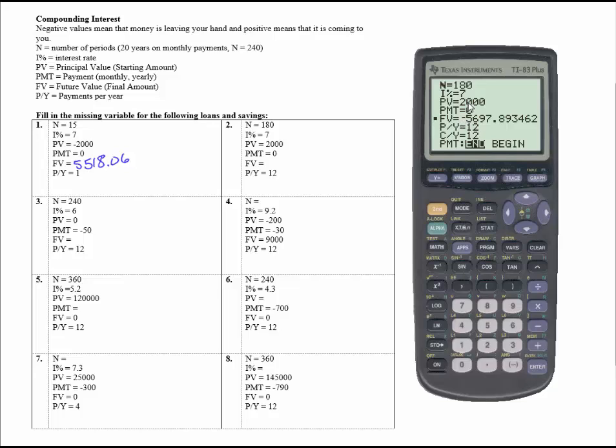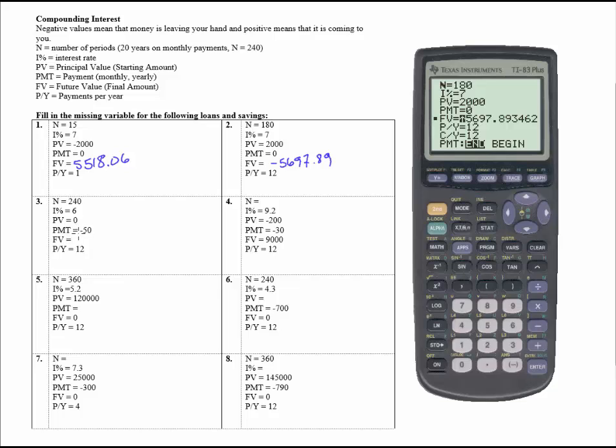That means if you took out a loan for $2,000, you would have to, at the end, instead of making monthly payments, pay back this much money at the end of 15 years at that amount. Let's put it in, negative 56.97.89. Good.